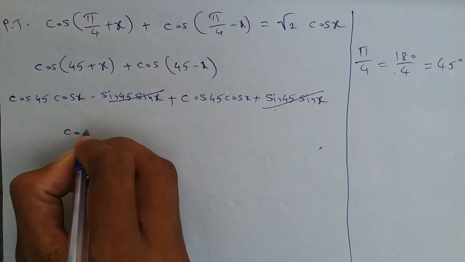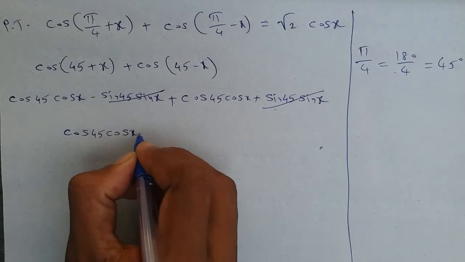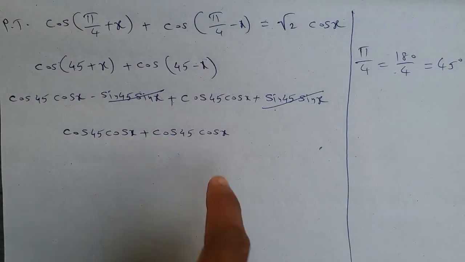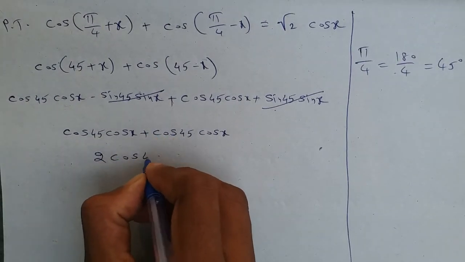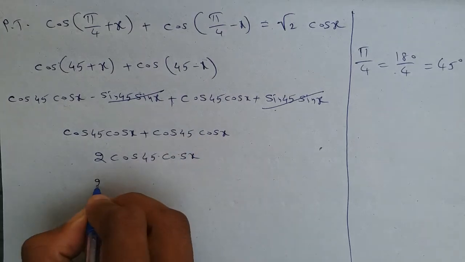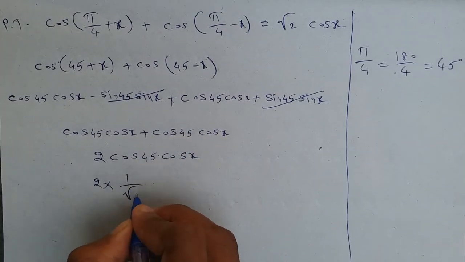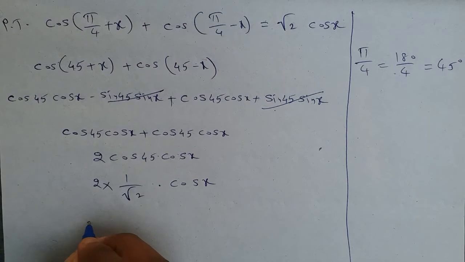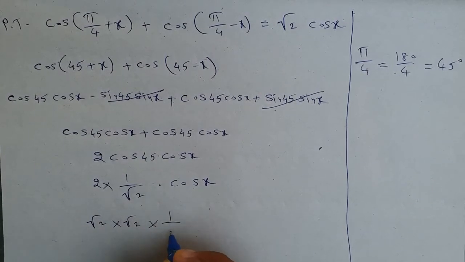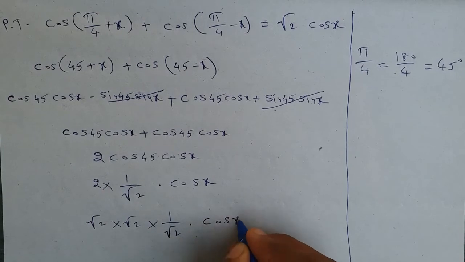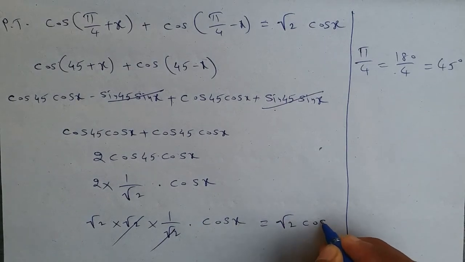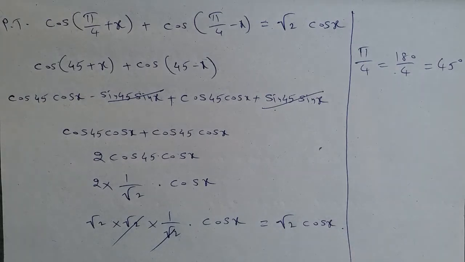So we remain with cos 45 cos x plus cos 45 cos x, which is 2 into cos 45 cos x. 2 into cos 45, that is 1 by root 2, into cos x. This 2 I will write as root 2 into root 2, into 1 by root 2 times cos x. Root 2 will get cancelled, so we remain with root 2 into cos x. Root 2 into cos x, hence proved.